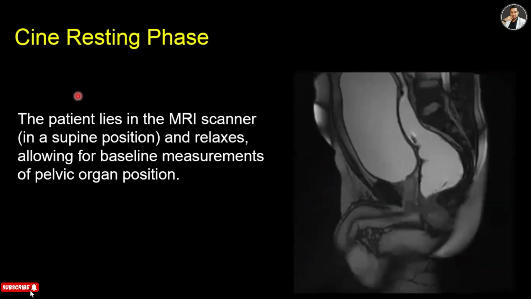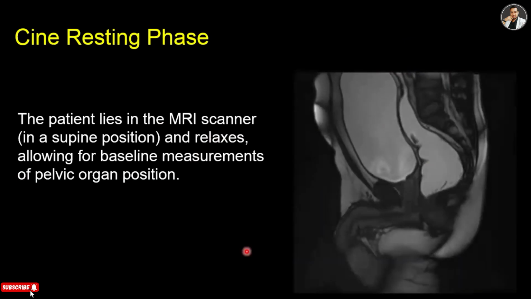After this planning, now take the cine resting phase protocol. So you can see that this is a video playing, and in this position the patient is doing nothing, just lying down, and urine is entering the bladder. That's why you can see that. And this patient lies in the MRI scanner in supine position and relaxes, allowing for baseline measurements of pelvic organ position.